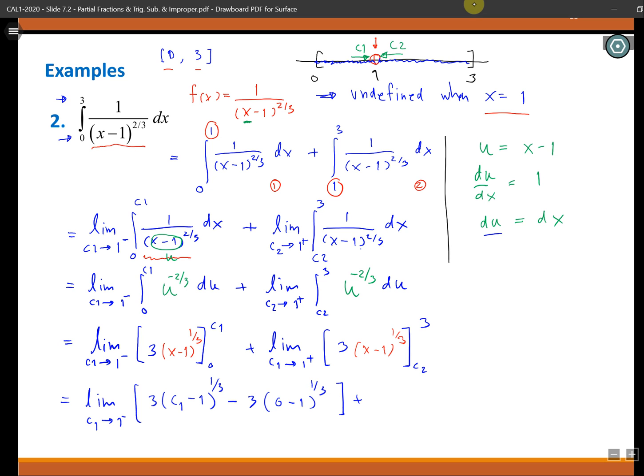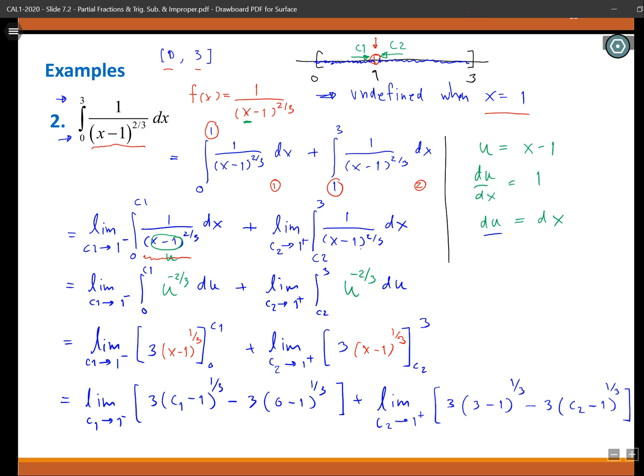Next term, limit of C2, oh, this is supposed to be C2, approaching 1 from the right hand side. Here 3 goes in, so it becomes 3 minus 1 to the power of 1 over 3, minus 3 times, and then C2 goes in, it becomes C2 minus 1 to the power of 1 over 3.